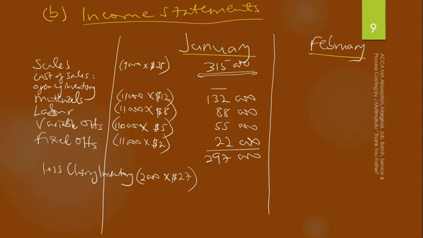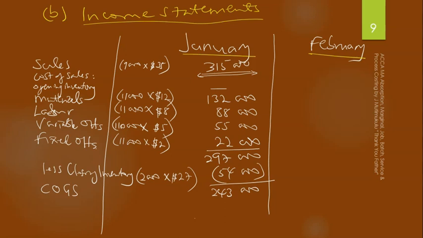27 multiplied by 2, that's 54. So we are having 54,000 as our closing stock, okay? And we then get our cost of sales of 297 minus 54,000. That's 243. This is our cost of goods sold. The cost of sales, the ultimate cost of sales.